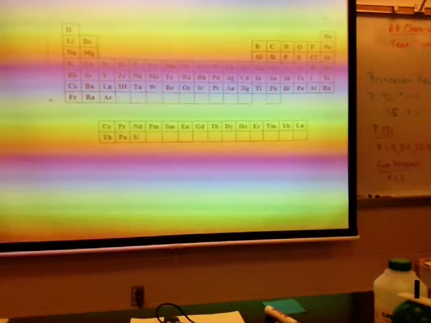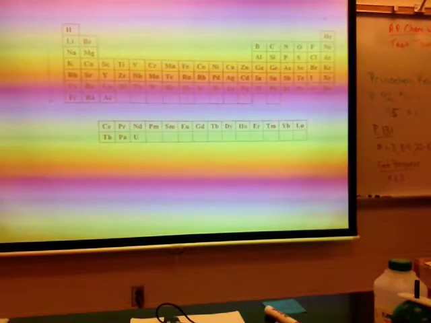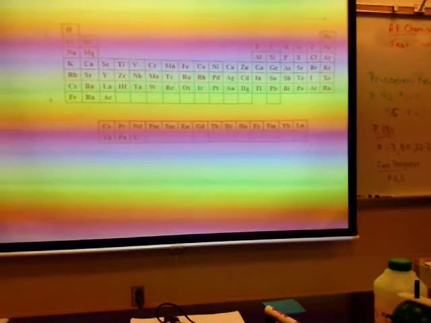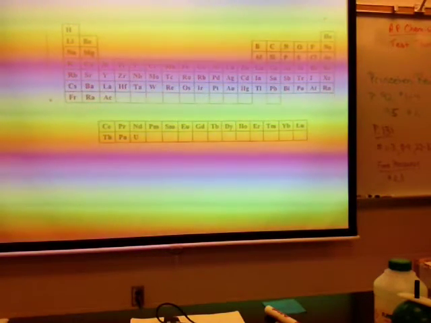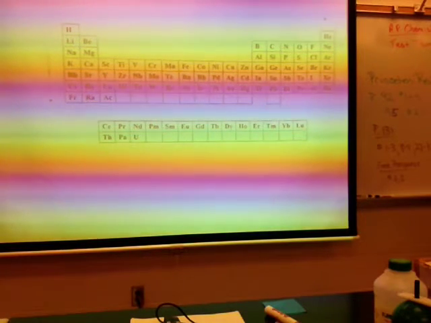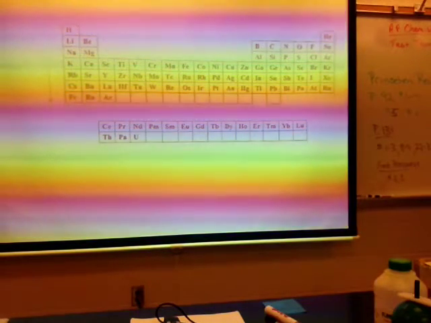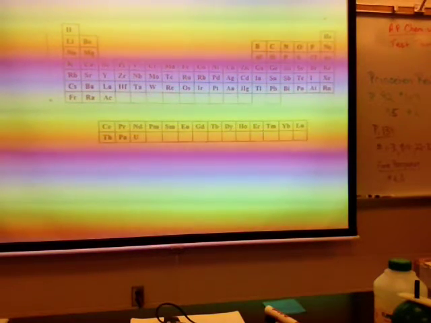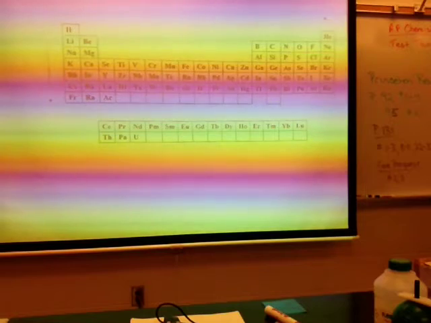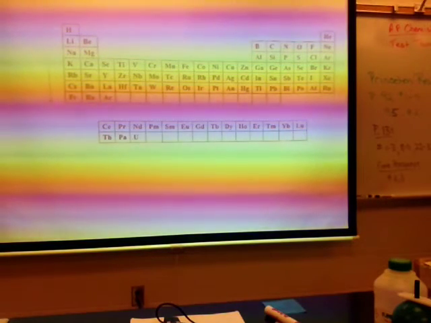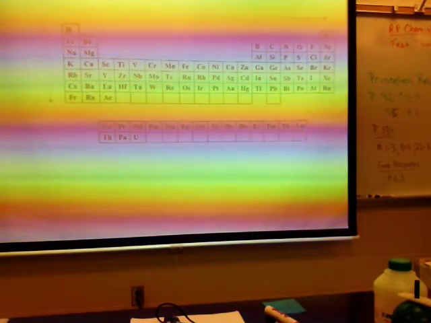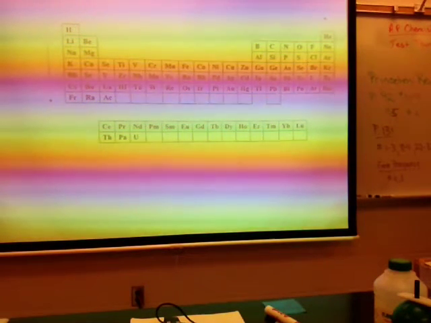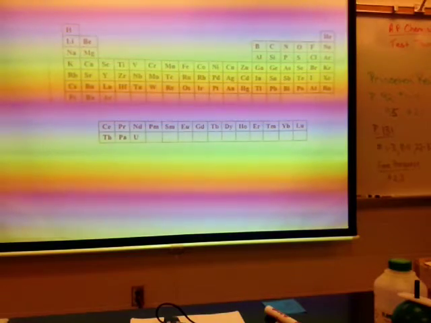Okay. Electronegativity, big fancy word. I'm just going to say the definition. You're going to write it down. Electronegativity is an atom's attraction for a shared pair of electrons in a chemical bond.